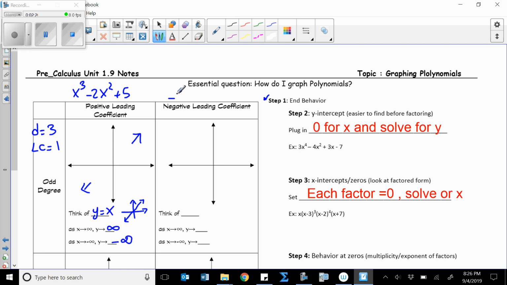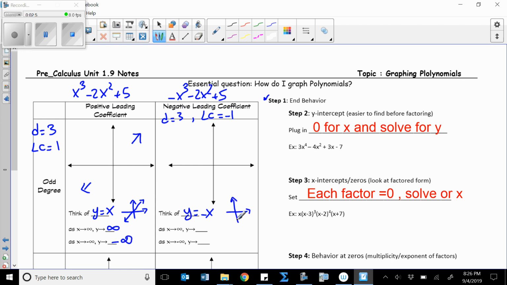The next example is negative x to the 3 minus 2x squared plus 5. In this example, degree is 3 and the leading coefficient is negative 1. You see there is a negative here. So in this case, that the degree is odd and leading coefficient is negative, you need to think of y equal to negative x.